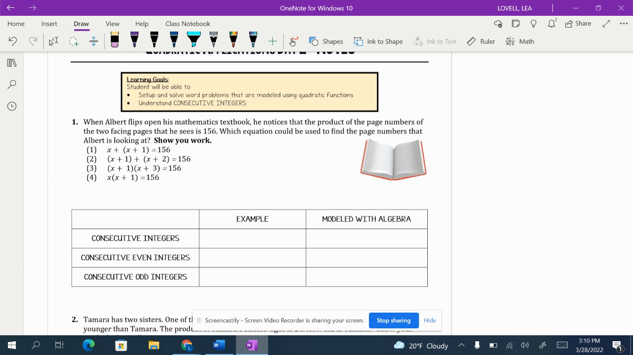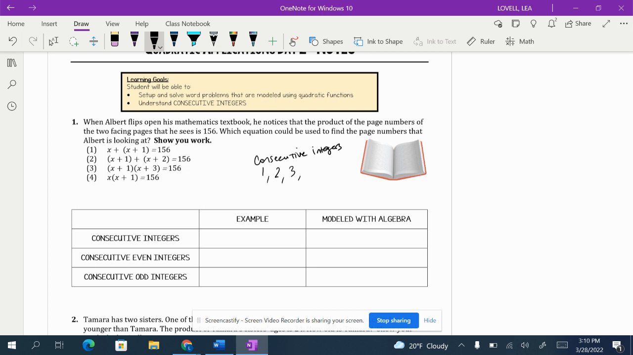They always go up by 1, right? You start on page 1, you read, you get to page 2, you get to page 3, and so forth. We call these types of numbers consecutive integers. So they're just whole numbers that follow each other without gaps. Now, Albert notices that the two pages open that are facing him, when they're multiplied together, give him 156.